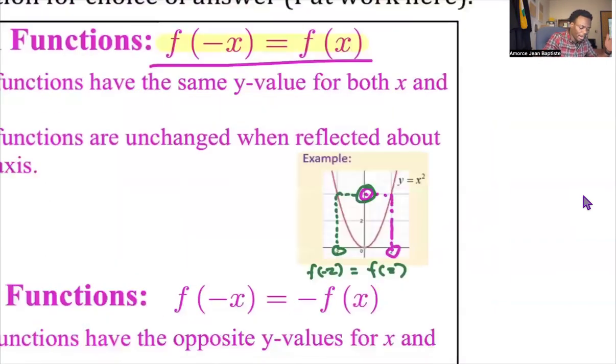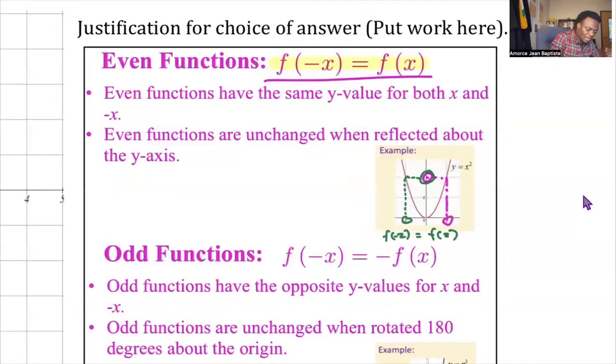So what I'm trying to show you here is that even functions are functions that have the same y value for both x and negative x. Same y for both x and negative x. The function is even.